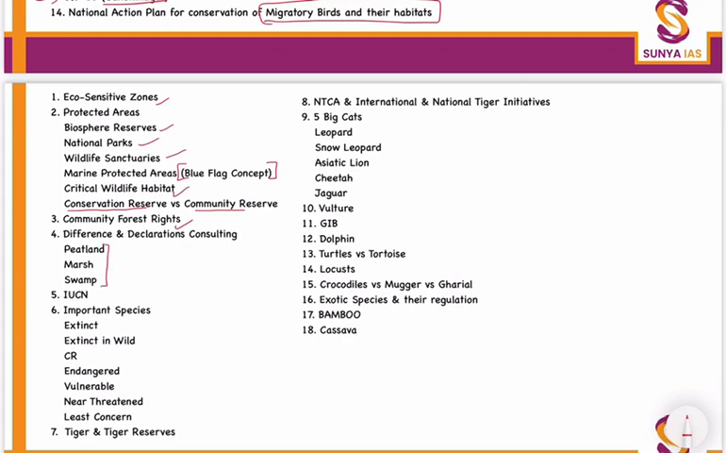Okay. Then IUCN again, an important species. You just have to cover only 5 to 6 main species which are covered under the extinct category, extinct in wild, critically endangered, vulnerable, near threatened and least concern. Then we'll be moving on to the tiger.